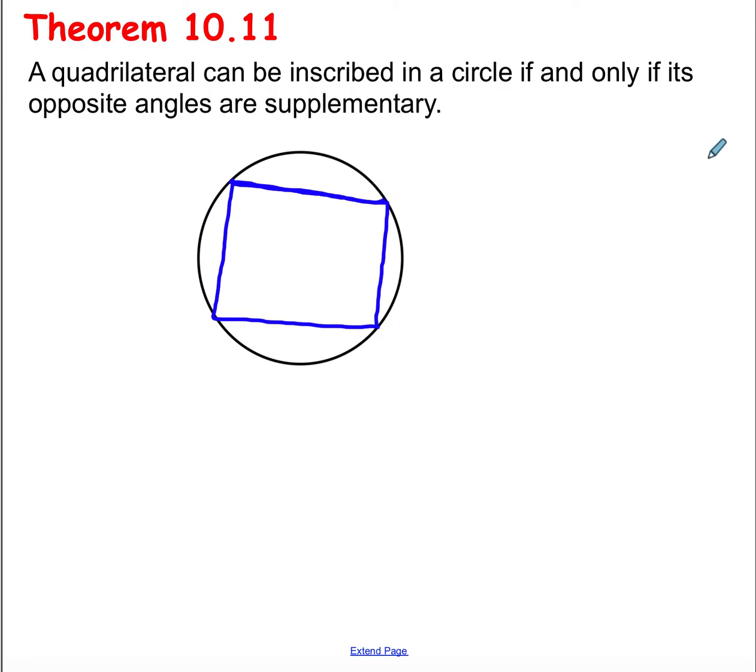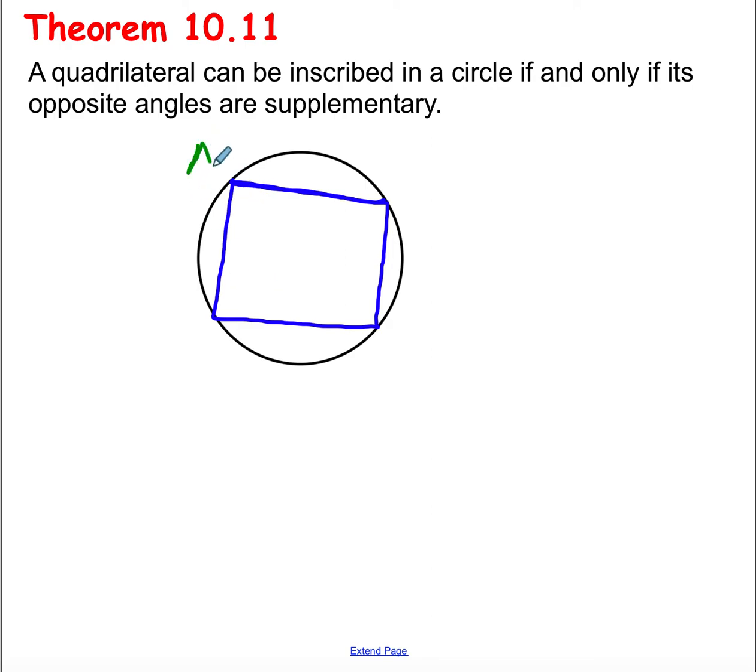If we inscribe a quadrilateral into a circle, meaning that all of the angles are on the circle, then this can only be the case if the opposite angles, so here's one angle right here, and here's another, those two angles right there must be supplementary. And that must be true of both cases.